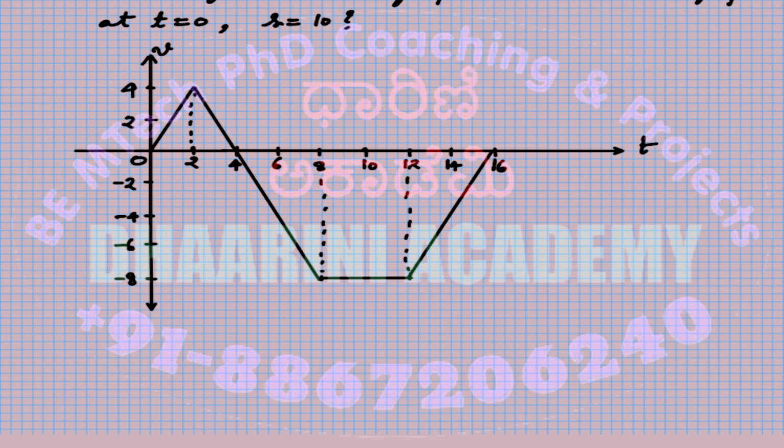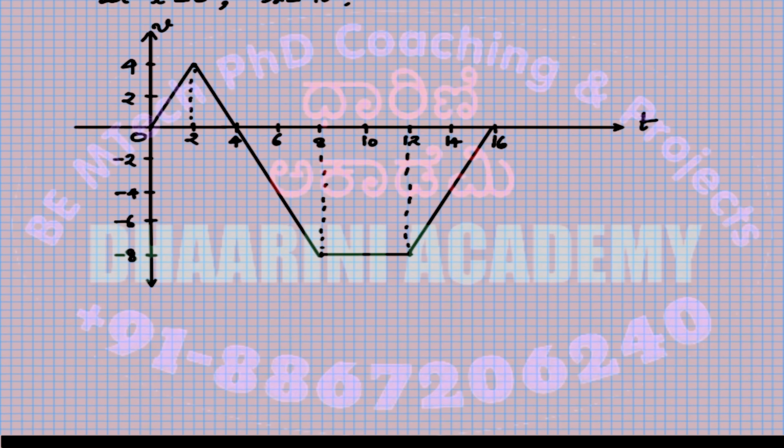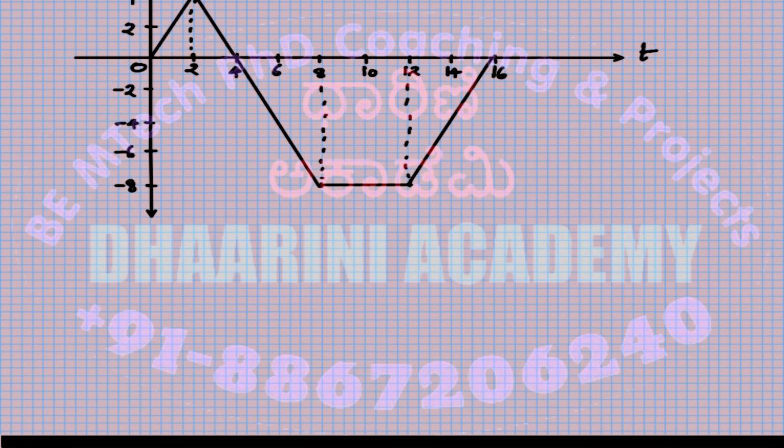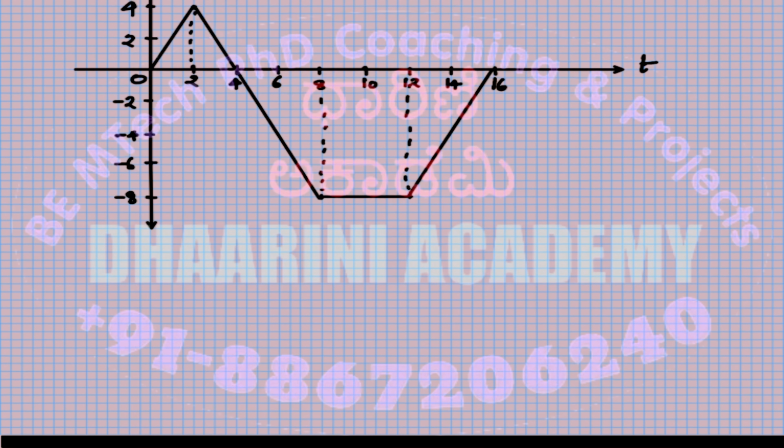So 0 to 2 seconds is my first time duration that I'm going to consider from the above said graph. From this graph, I can see that this whole motion is divided into different parts. One is 0 to 2, another one 2 to 4, then the third one is 4 to 8, the next one is 8 to 12, and 12 to 16. So many parts are there, so we have to calculate every term part by part. All right, so let us start.